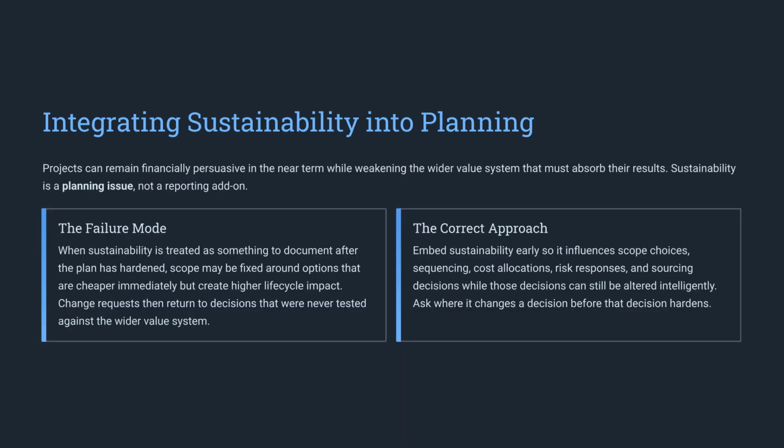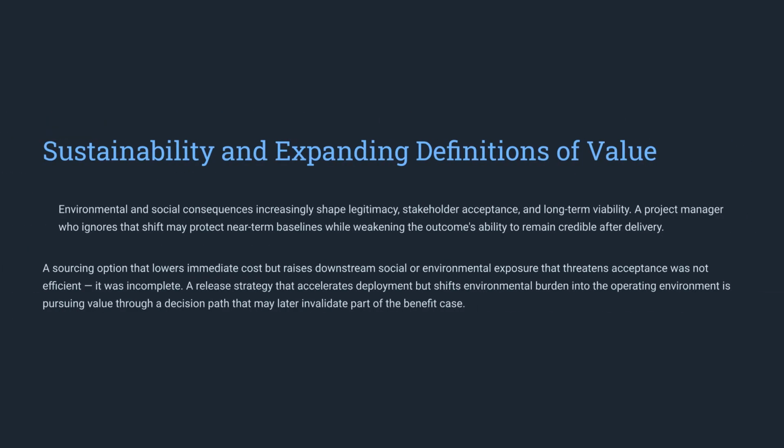Sustainability belongs inside planning, not after it. Introduce it early enough to influence scope, sequencing, cost allocation, risk responses, and sourcing, while those decisions can still be changed intelligently. Value also includes environmental and social consequences because they affect legitimacy, stakeholder acceptance, and long-term viability. A choice that looks efficient today may destroy value later by shifting unacceptable costs downstream.